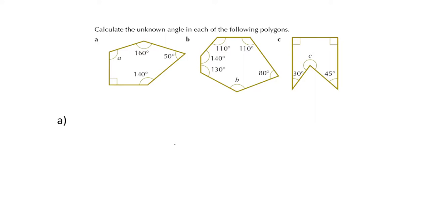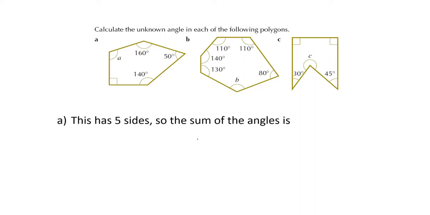For the first one, if we count the number of sides, we have 5 sides, and we're trying to calculate the unknown angle, A. It has 5 sides, so the sum of angles is 5 take away 2 multiplied by 180, which gives me 540. The formulas that we've got can work for irregular polygons. So for our 5-sided shape, we use our formula n take away 2 times 180, giving me 540.